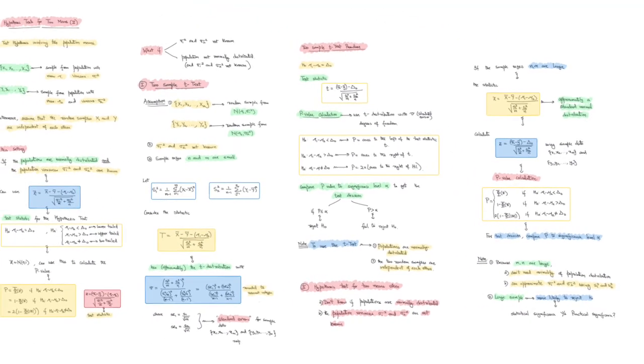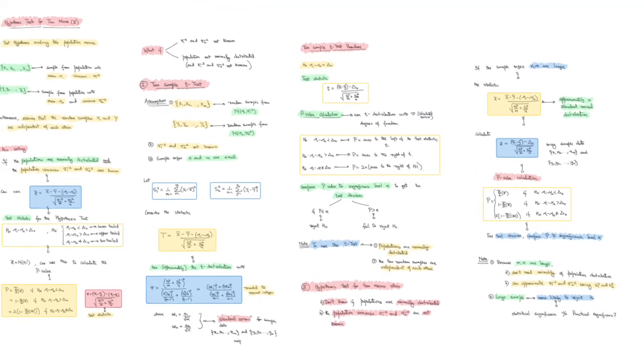To summarize, we have worked with hypothesis tests for two means. When the population variances were not known, we had the t-test and the large sample z-test. This is all for now.